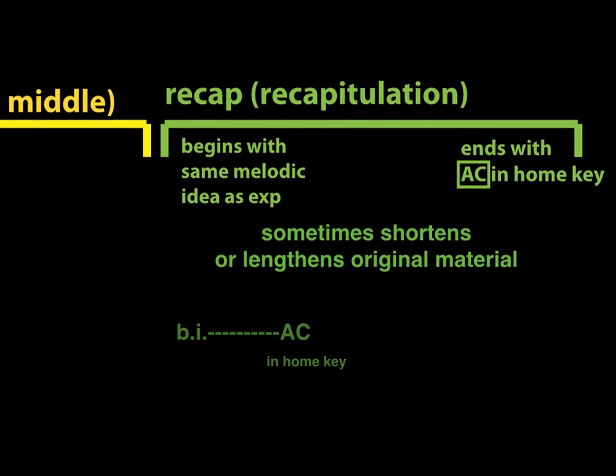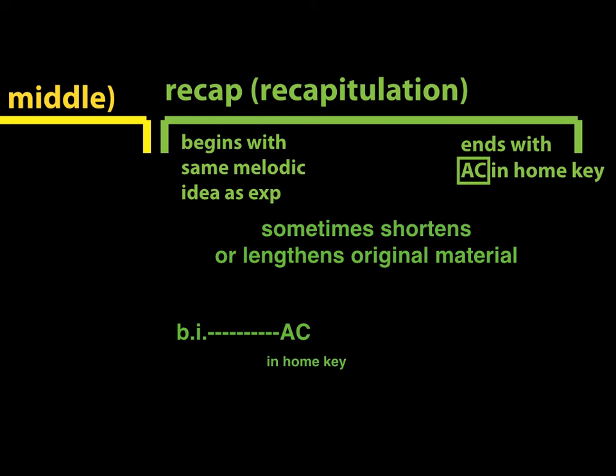I'm going to write a recapitulation now for this little small ternary piece we're writing, and I'm going to make it shorter just to keep things efficient. I'm going to start with that same basic idea, but rather than having 2 phrases, I'm just going to have a single phrase that ends with an authentic cadence in the home key. So let's try that right now. Here's our opening basic idea that we also heard at the beginning of the exposition. Let's try that again. Now I just need to reach an authentic cadence in the home key. There we go. And we're done. That's the end of our form.